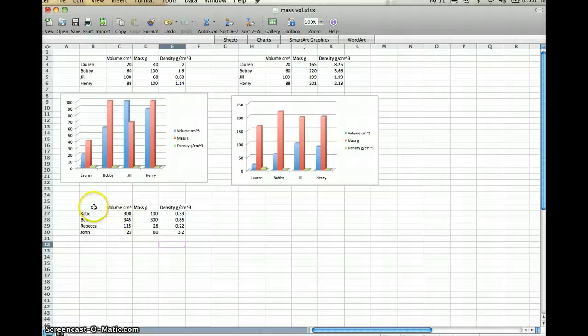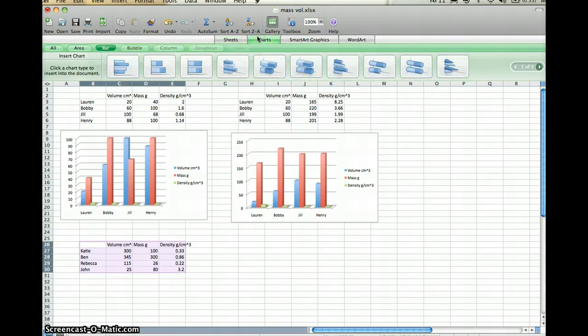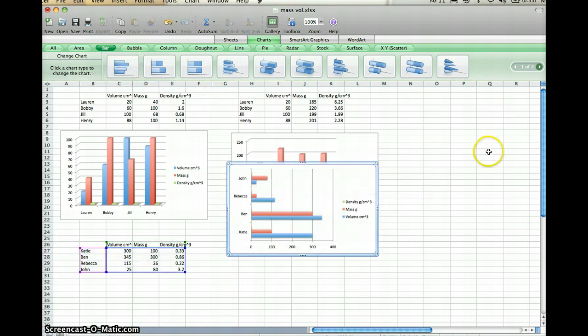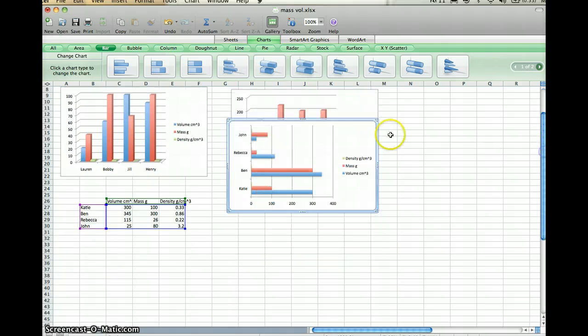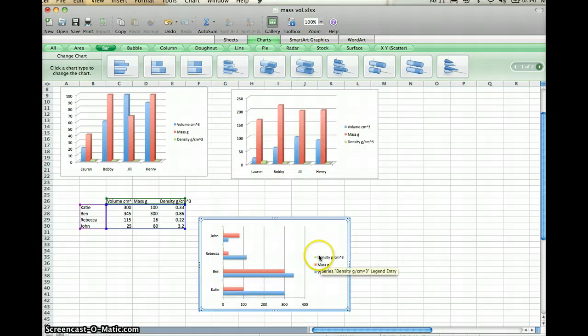So if we want to make a graph of this, all you have to do is drag over all these objects, go over to the gallery, press charts, and here's a bar chart. Here you go, it just pops up. And you could drag it over here, so you have the density in green. It's very hard to see just because of the density being so little, but that's because density will always be less than the volume and the mass.